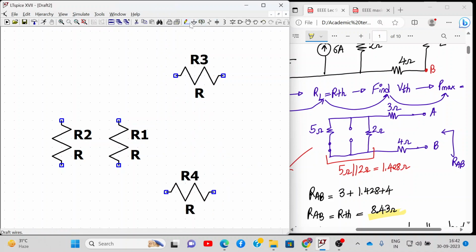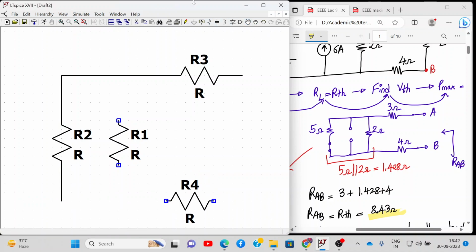Let me connect them with the wire quickly. Now remember, there is no ammeter or ohm meter in LTspice. So we will use a voltage source and measure the value, divide by the current flowing to that voltage source, and that will give us the resistance. So this will be 2 ohm.